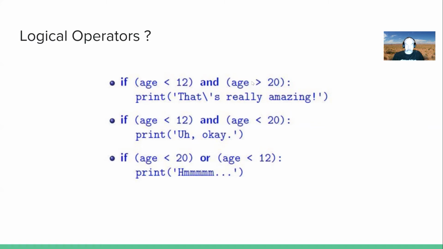And this is an and statement, and both need to be true for this to return true. And so this would necessarily return false. And so this would never happen, which is why it says, that's really amazing. In other words, impossible, right?